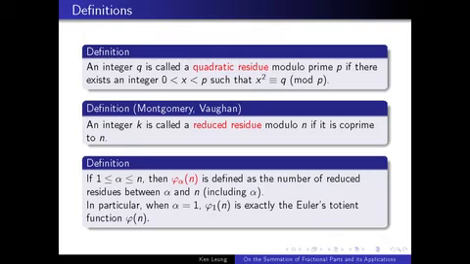Here are some definitions of the quadratic residue and the reduced residue, which I think is a better name, given by Montgomery and Vaughan, and the function defined by myself, phi alpha n, is the number of reduced residues between alpha and n, including alpha. So that's basically a generalization of the Euler-Totient function.